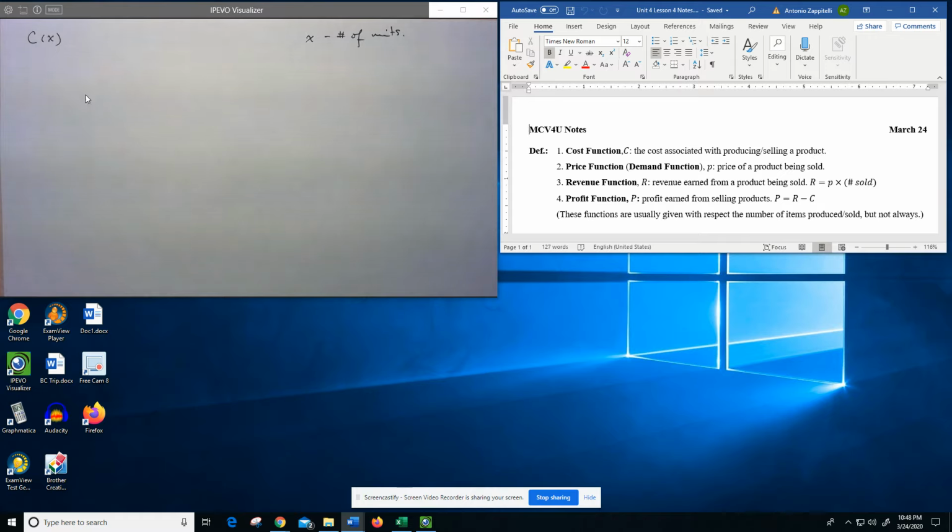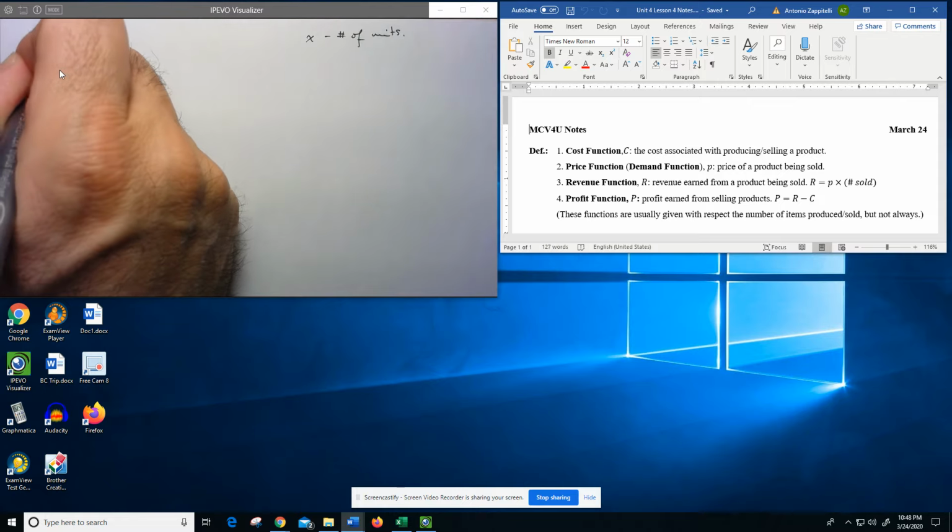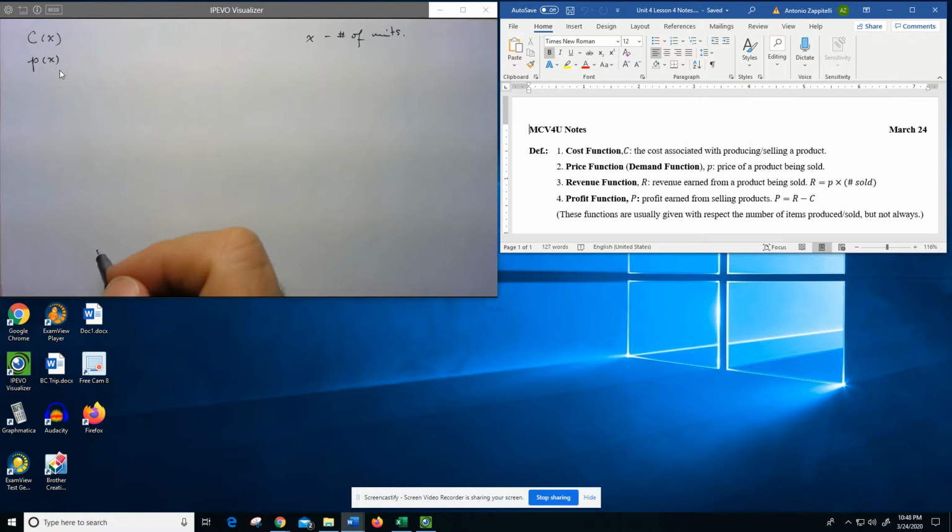Okay, so for example, at a certain point, if you make more than 100 units, will you have to buy a new machine, which will create a big increase in the cost as you move from, say, 100 units to 101 units. Okay, so we can't assume that this cost function is going to be a linear function.